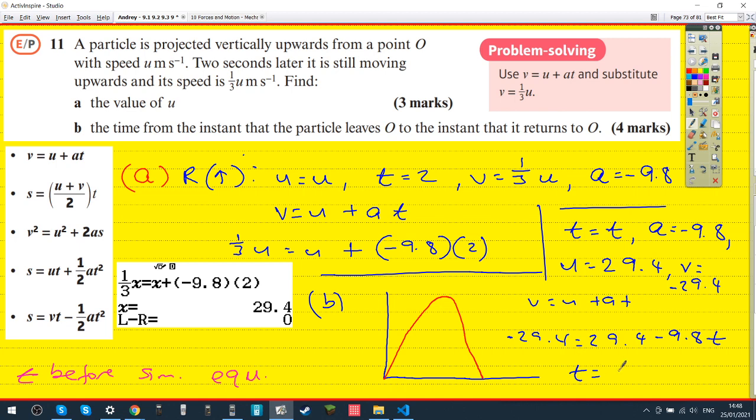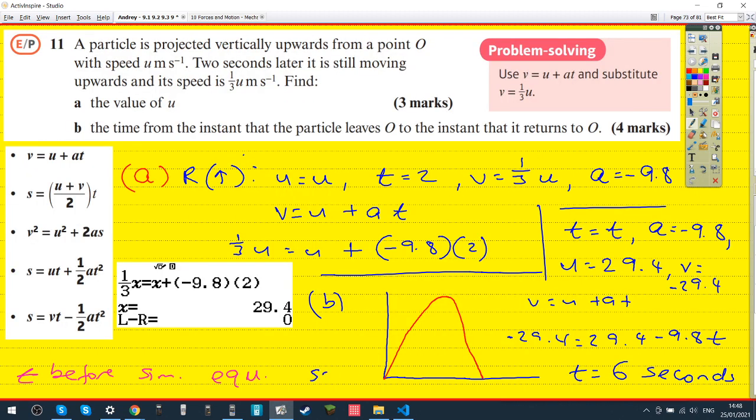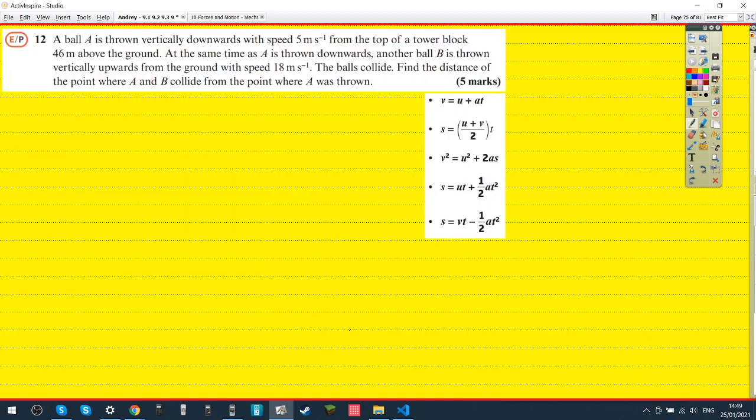I got 6. I like answers like that. Let's see, 6 seconds. I just want to see how they did it. Oh, they did crazy stuff. Okay, S is 0. That's another way you could do it. S is 0, and then they'd get 2 answers. Time is 0, or time is whatever this one is. Yeah, okay, great. Any questions about this one? No. So I should put this question before the simultaneous equations one.